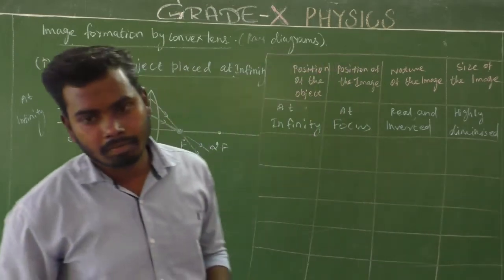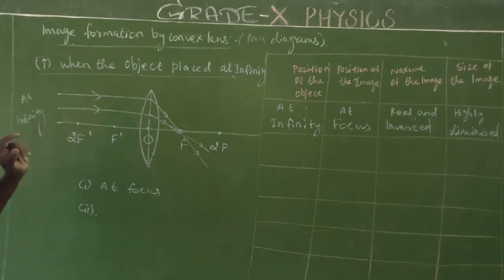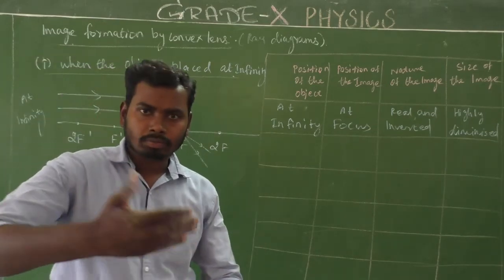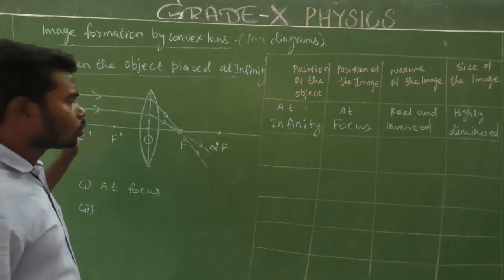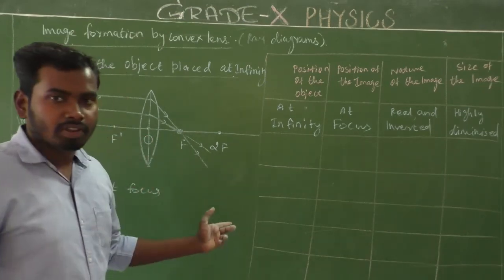Very simple. Okay. Next, I am going to place the object where? First we placed the object at infinity. After that I am going to place the object beyond the 2f. Do you know what is beyond the 2f? Which means closer to the 2f dash. Is it clear? That is the second one. We will see that. Look at here.